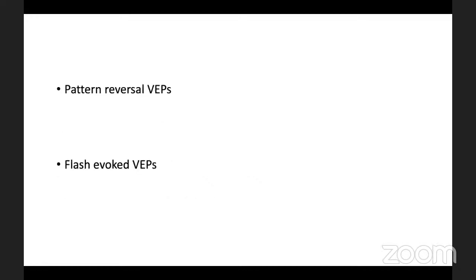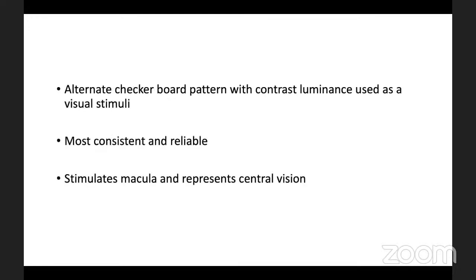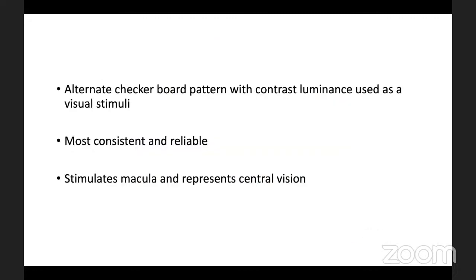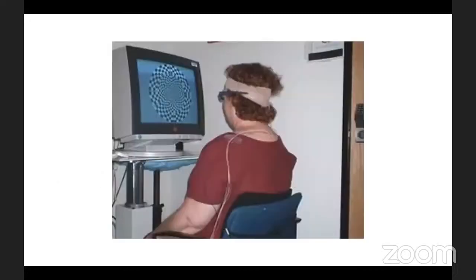There are two types of visual evoked potentials. One is the pattern reversal visual evoked potential. Another one is the flash evoked visual response. We'll go through each one in a few minutes. In the pattern visual evoked potential, the patient is asked to look at a television screen, and an alternating checkerboard pattern with contrast luminance is used as the visual stimulus. This is the most consistent, reproducible, and reliable test all over the world. It stimulates the central part of the vision, the macula, which represents central vision.